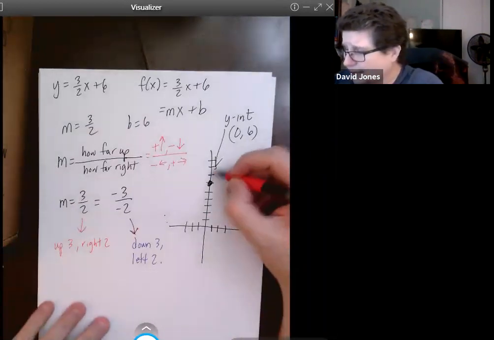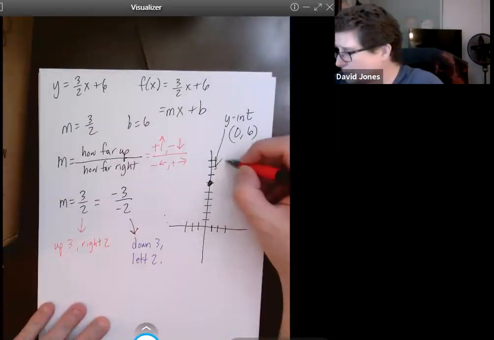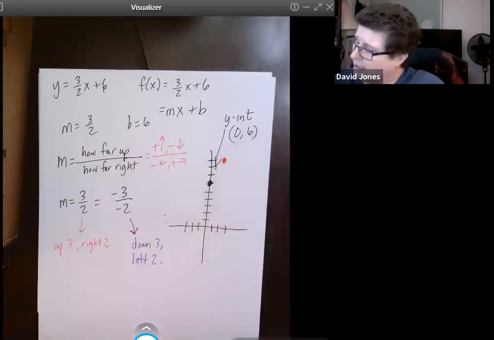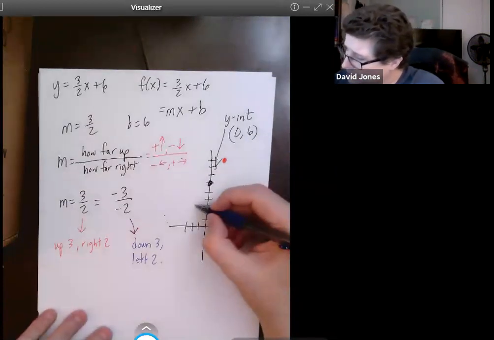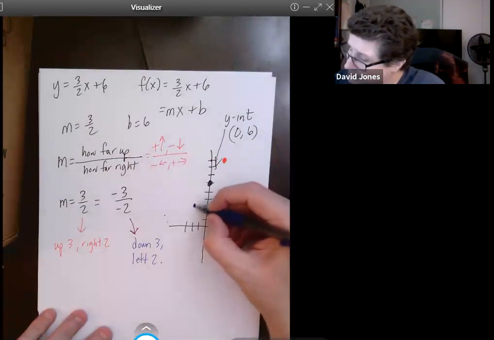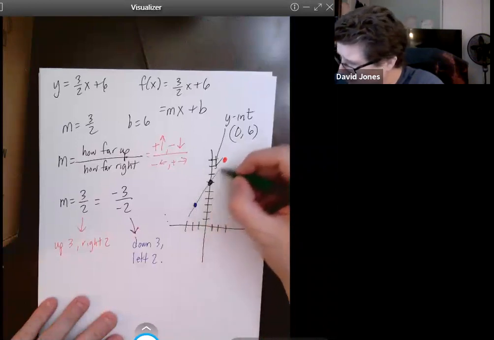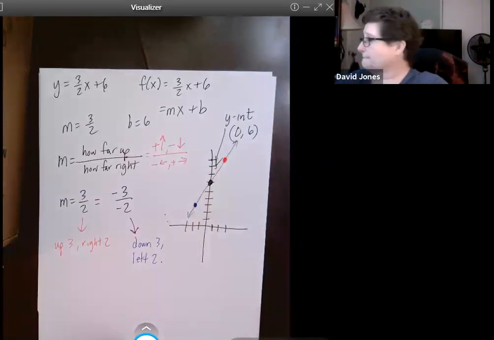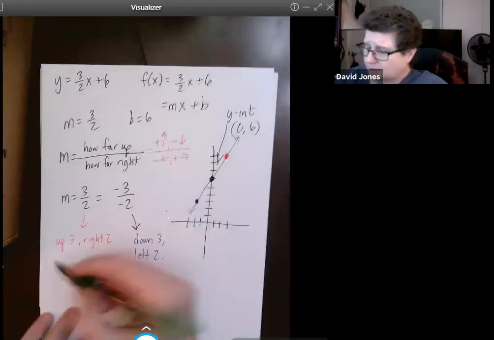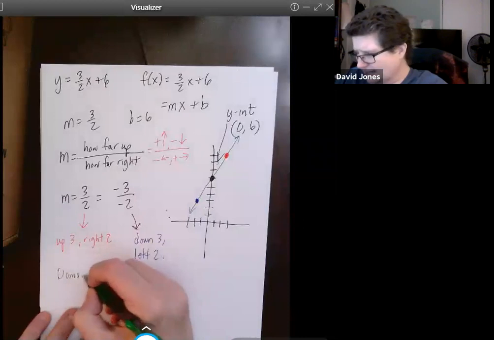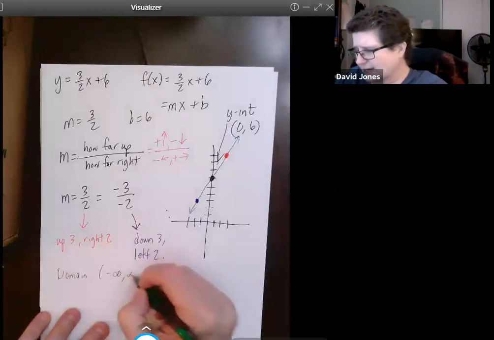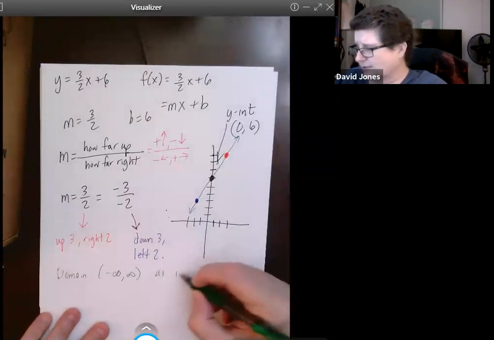So I go up 3 and I go right 2, puts me right there. If I go down 3 and left 2, it puts me right there. And you notice those points lie on a straight line. Okay? We'll talk about m more in a little bit. The domain here is infinite, negative infinity to infinity, as is the range.